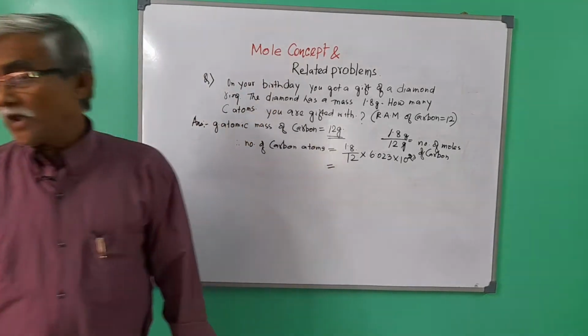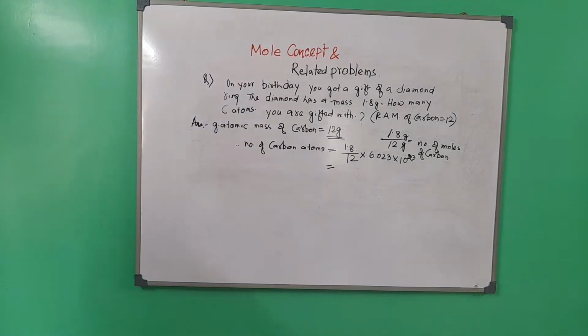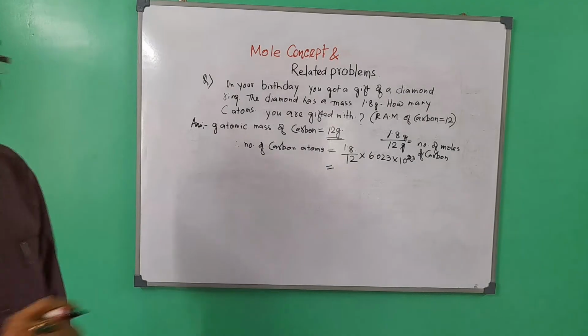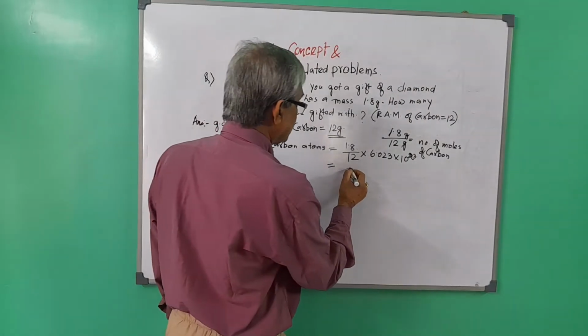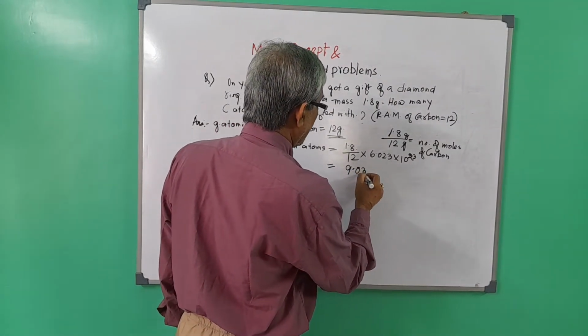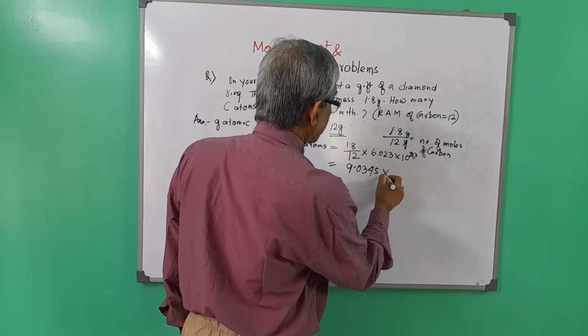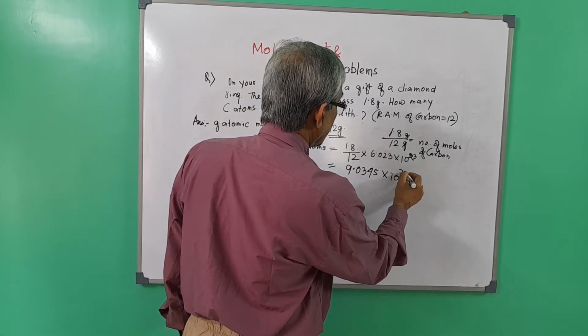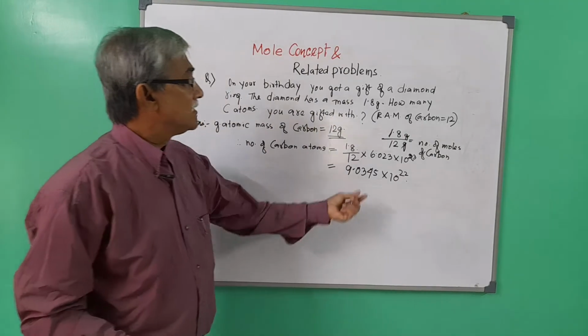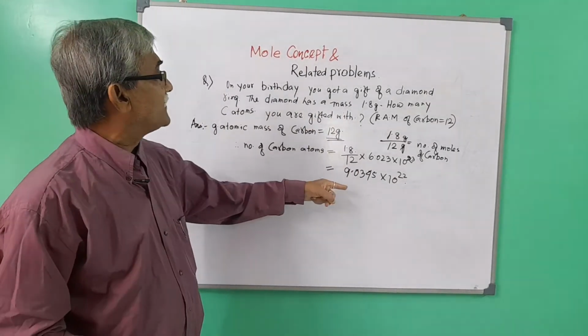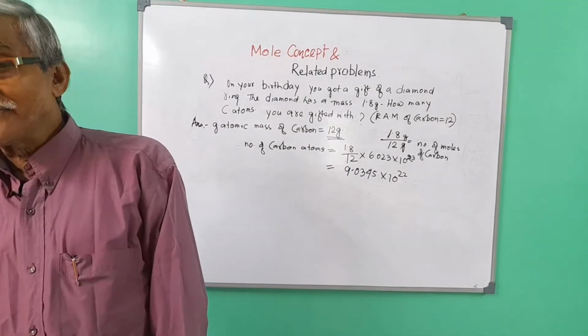You can easily calculate it out. Just calculate, and I am giving you the answer. This will be 9.0345 into 10 to the power 22 atoms. Okay? A big number of carbon atoms you have been gifted with. Okay, it's a very funny question. You have got the answer now.